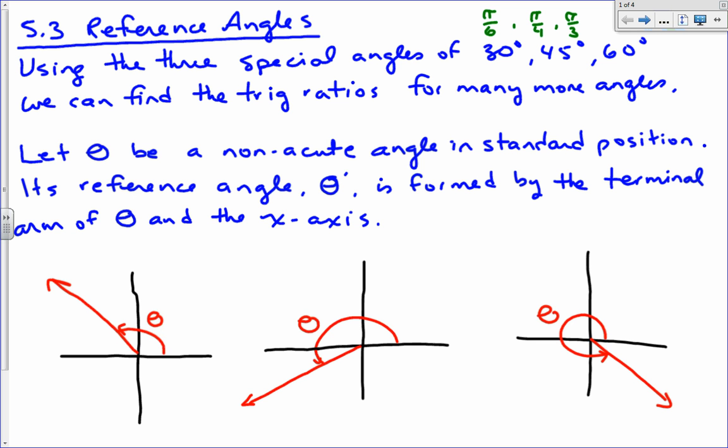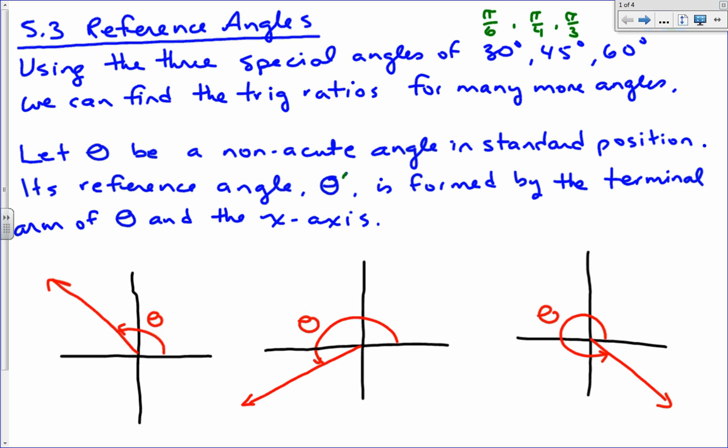By finding the trig ratios for many more angles, I mean being able to, without technology, give exact trig ratios for many, many more angles written in standard position. So if we think of theta being a non-acute angle in standard position, its reference angle, theta prime, is formed by the terminal arm of theta and the x-axis.